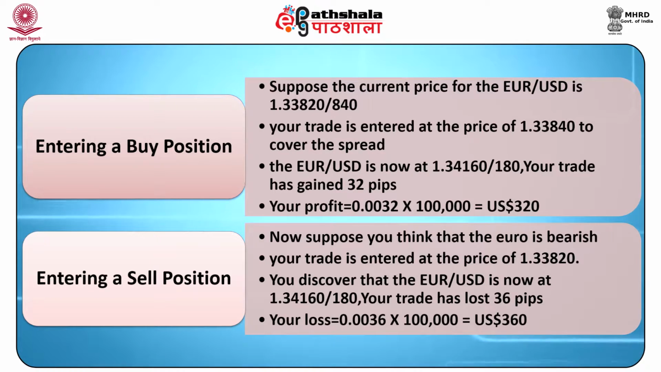Now, let us say that later in the day you look at your position and you find that the euro/USD is now at 1.34160/180. Your trade has gained 32 pips. You decide to close your position at the current sell price of 1.34160 and take a profit. Your profit is equal to 0.0032 into 100,000, which is equal to $320.